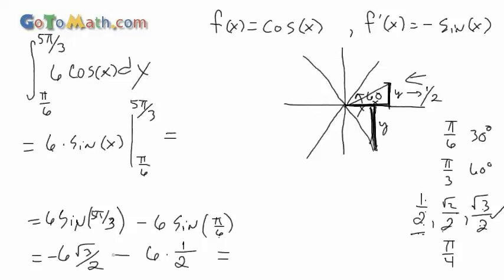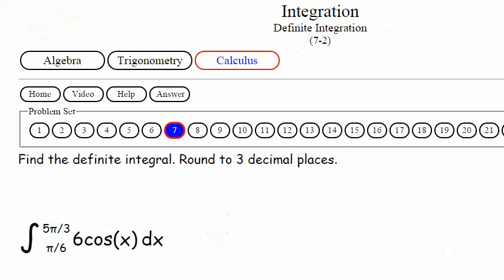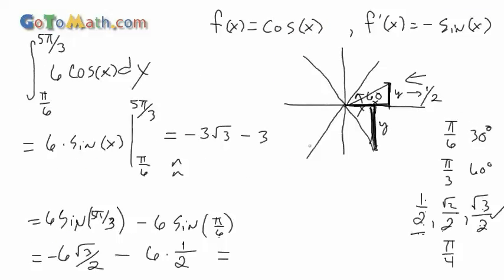Half of 6 is 3. We can reason that out, couldn't we? That's going to be 3. So let's just write this. Negative 3 square roots of 3, and then minus 3. But I think it said to round to 3 decimal places. Boy, 3 is kind of popular today, isn't it? So let's hope that I did that right. We're going to find out. We got negative 3 times the square root of 3 minus 3.